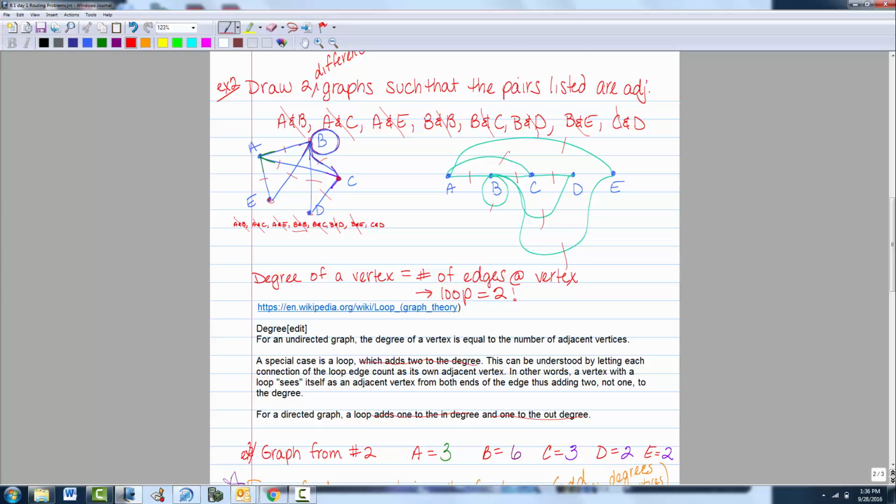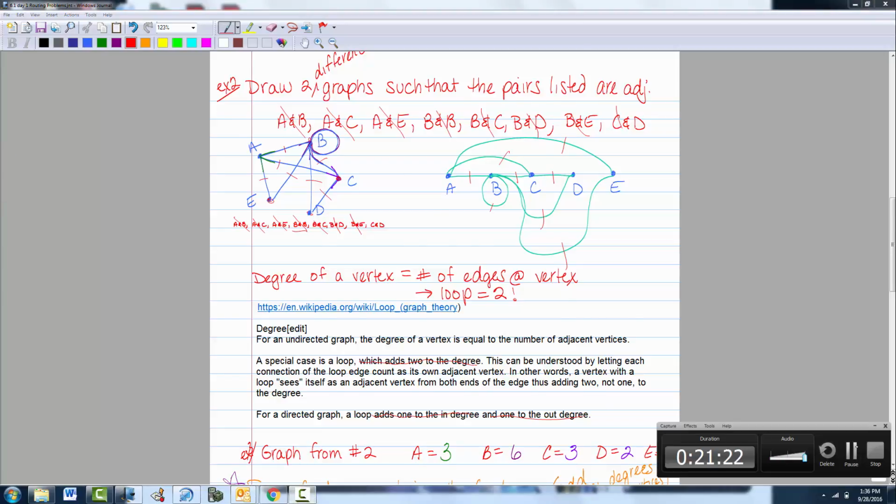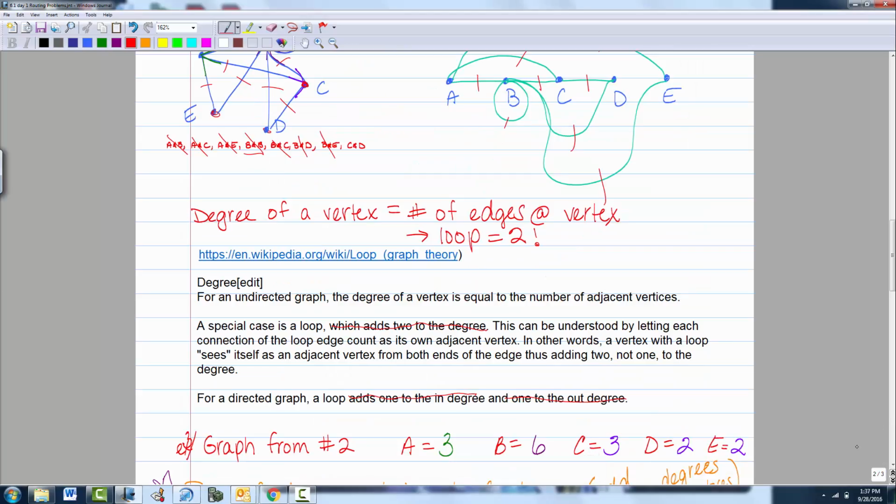C, if you look at the picture, C has 3 things. C goes to B, D, and A. So that's degree 3. And then so on and so forth. D has 2 edges, and so does E. All right. Now, that's not really math except counting. We counted. So there's the numbers.